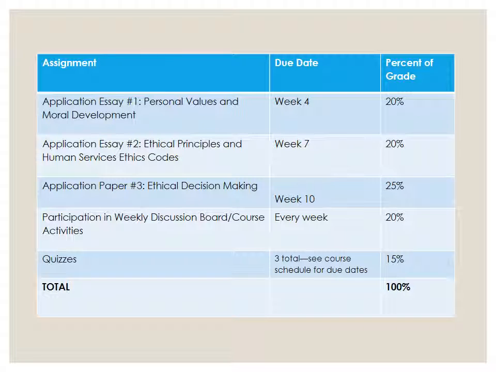And here is how you'll be graded in this course. 20% of the course is your participation in the weekly discussion board. 15% of the course is quizzes, and then the rest of the course grade will be divided between 3 different application essays. You can find information about all of this in the syllabus and in the Blackboard course, under the assignments tab.